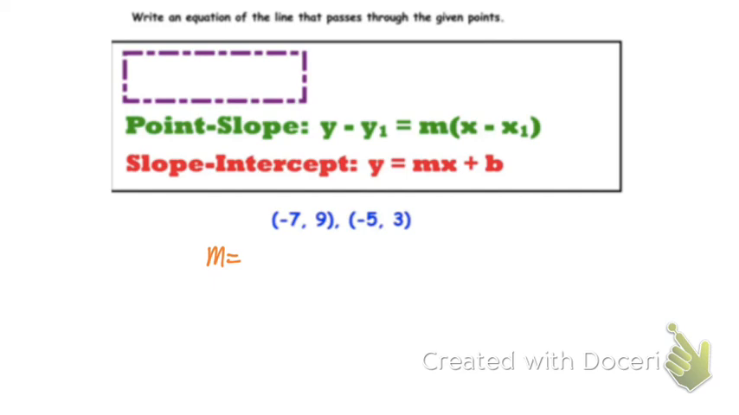So, the slope between these two points. What would I do to find the slope? Okay, so it would be 9 minus 3.